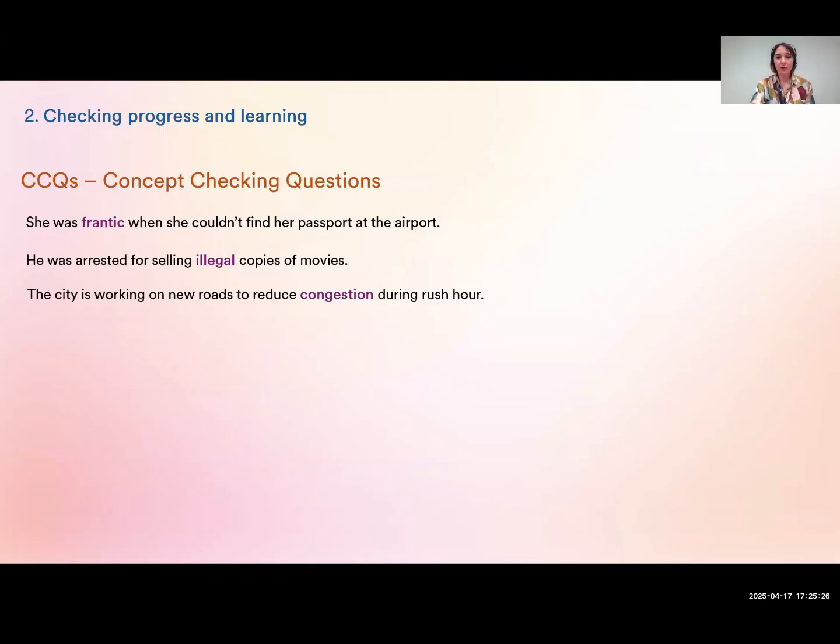The city is working on new roads to reduce congestion during rush hour. Any ideas? What would you ask in this case? Congestion. Think about what you see. What happens in rush hour? Yes. Are there many? What are they actually doing? Will it be easier to drive later? Definitely. What is there on the road during rush hours? Yes, there's many cars. Or are there many cars if there's congestion?